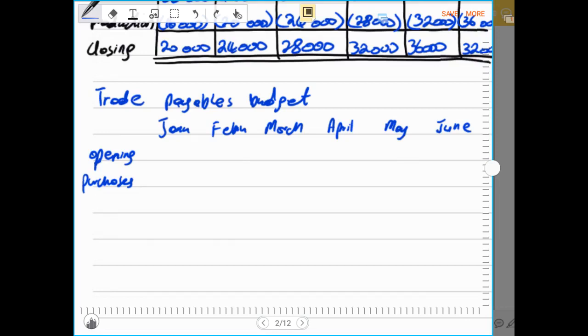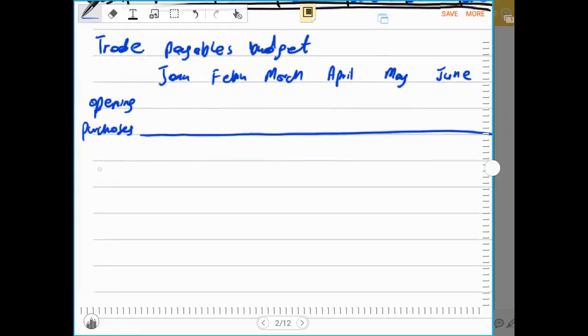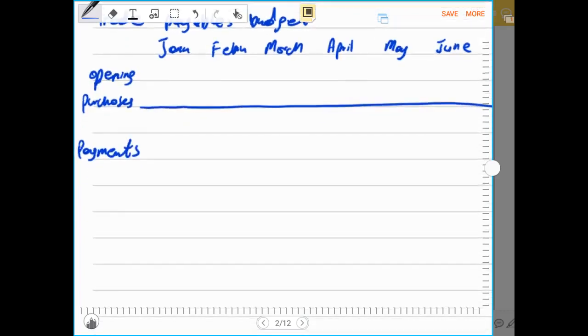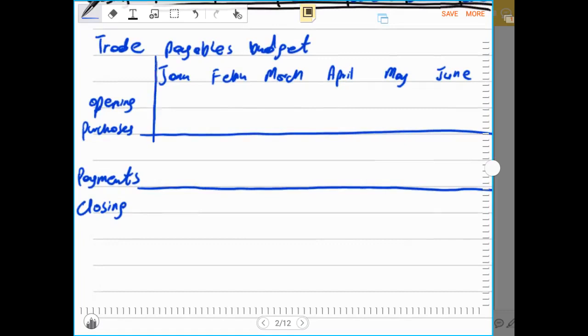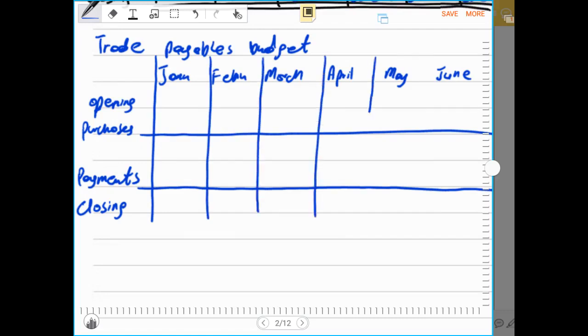Then after we draw a line always. Then after we have payments, because we have to pay our suppliers at the end of the day based on the agreements. Payments, this is the payment of suppliers. Then after we'll have the closing balance after the payment has been recorded. So now from here we can check or do the budget for our trade payables, so that we check how the payment will be and how much will be the balance at the end of the period.